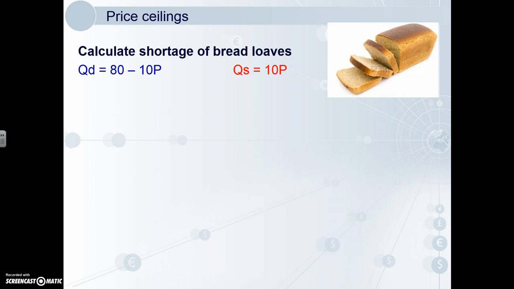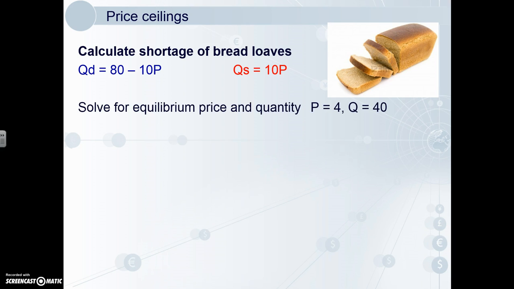Onto price ceilings. Remember that this is a level above which price cannot go. Given these linear equations in the market for bread, we can easily solve for the equilibrium of price equals 4, quantity equals 40. Then, we're given a price ceiling of $2. Remember, it always has to be below equilibrium to have any effect. So people get confused: a ceiling is low and a floor is high.